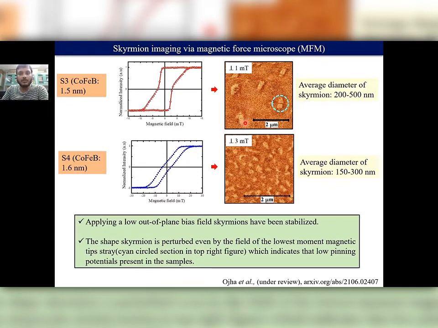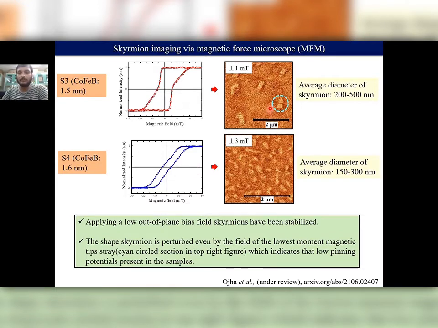While we performed it in the demagnetized state, we observed labyrinth-like domains in both samples, and after applying the magnetic field, we observed isolated skyrmions in both samples. The average diameter of the skyrmion in sample S3 is around 200 to 500 nanometer, whereas in sample S4 it is around 150 to 300 nanometer.